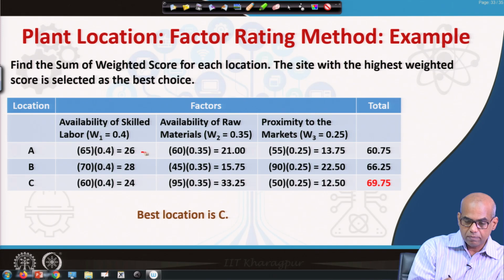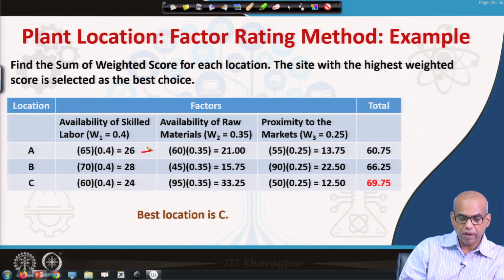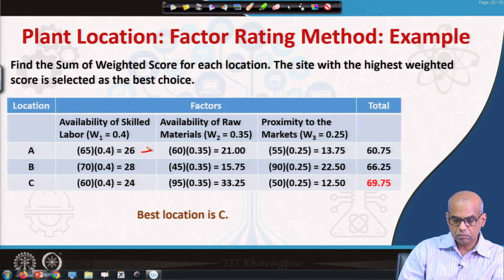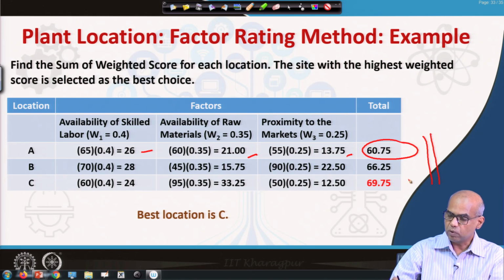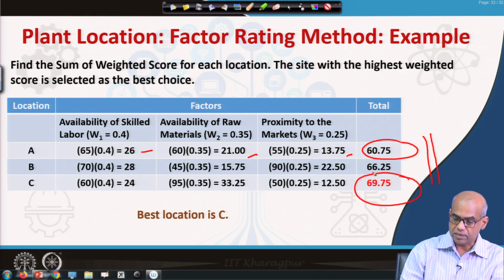So, we have taken 65 and then multiplied by 0.4. Similarly this, and when you add up you get 60.75. You do the same, you find out the weighted score for each location and then compare these three, you get 69.75 as the highest weighted score. So, best location is C.